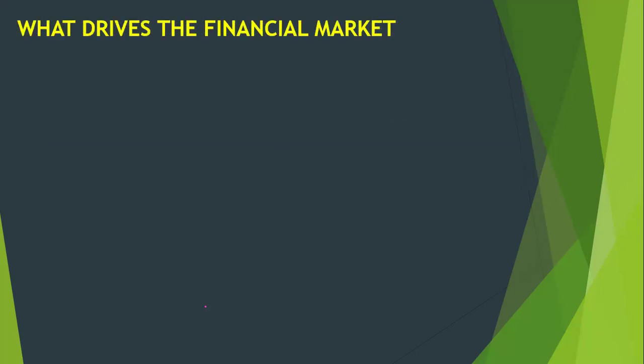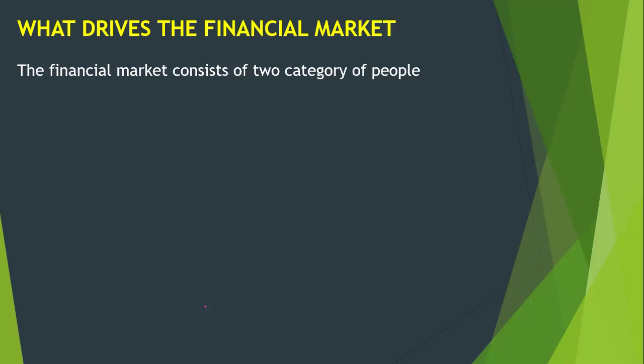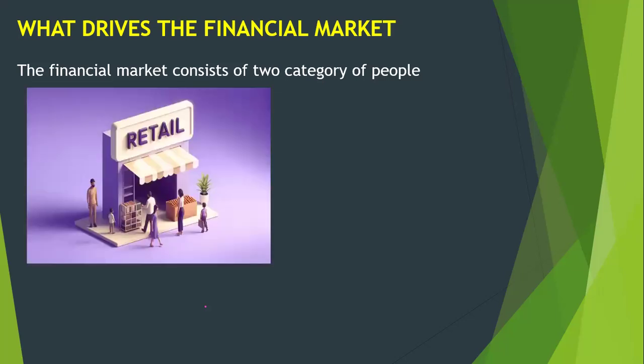So let's keep moving. What drives the financial market? We talked about this, but I'm going to go a little bit deeper right here. Like I said, there are some people who control the financial market. And the financial market consists of 2 categories of people. Just 2. Number 1, the retail. Who are the retailers? You and I. You trade with $500. I trade with $100. If you have nothing less than $500,000, you are a retailer.